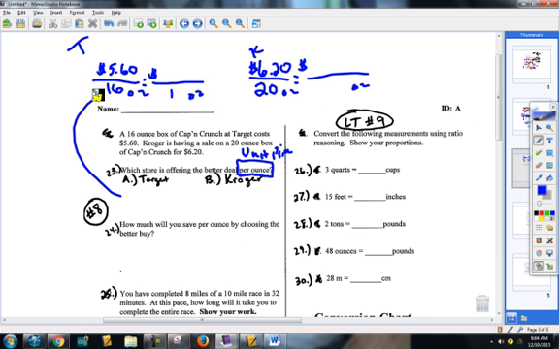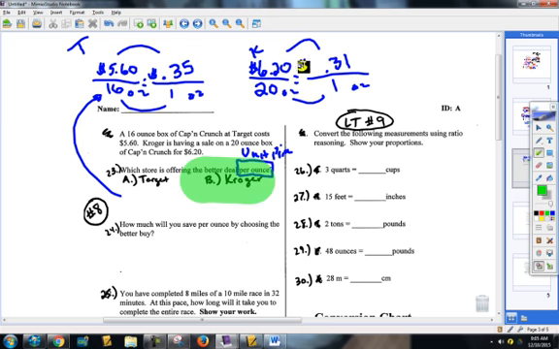So you could cross multiply and divide, or just know that you're dividing by 16 to both top and bottom. You end up getting what here? 35 cents. And then over here, you're dividing 20, you're going to get 31 cents. Okay? So obviously, which one is the better buy? Obviously, it's Kroger, because you're paying less money per ounce. Obviously, right?